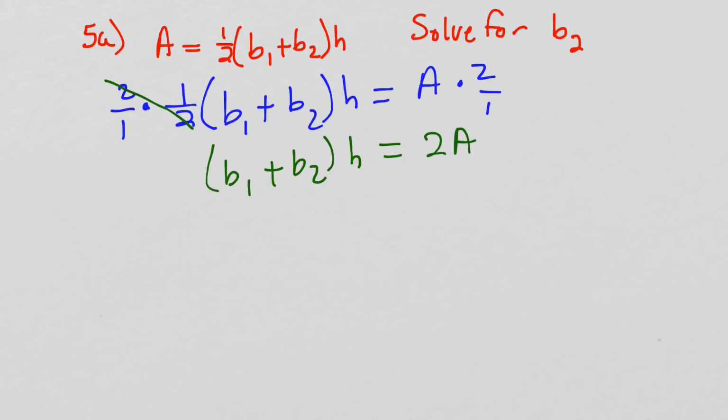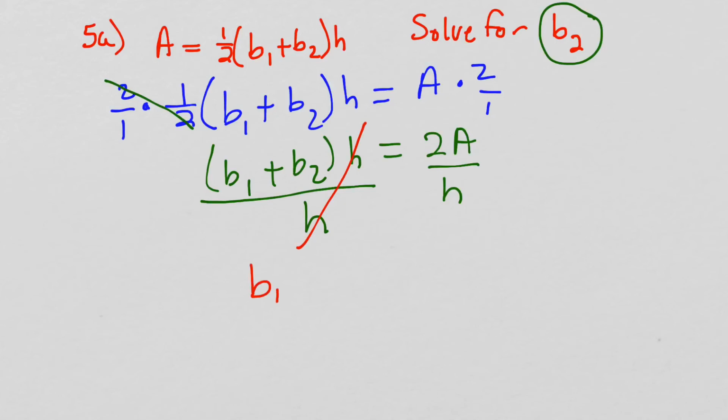Now what we're going to do is we're going to ask ourselves, what math operation is the H doing? Because we're solving for the B2. So the H is multiplying. What's the opposite of multiplying? Dividing. So we're going to divide both sides by H. That's going to cancel out the H's, and it's going to leave me with B1 plus B2 is equal to 2A over H. Notice that I didn't have to write the parentheses anymore because I'm no longer multiplying by H.